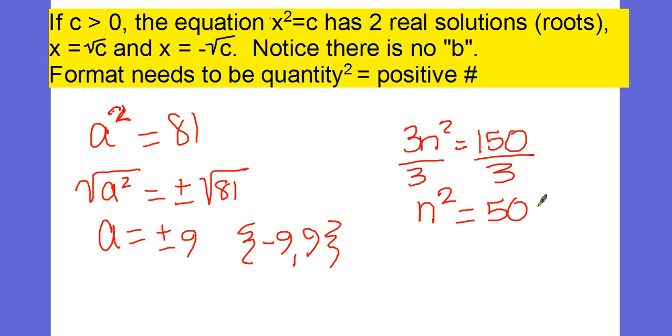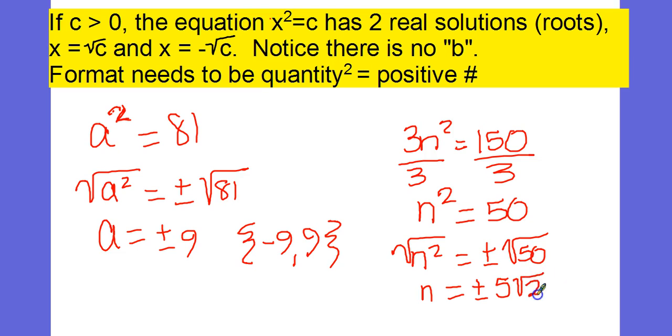Now our conditions exist so that we can apply the square root property. So n equals plus or minus the square root of 50. Then we would simplify that to plus or minus 5 square roots of 2. And then write it in solution set: negative 5 square root of 2 and 5 square root of 2.